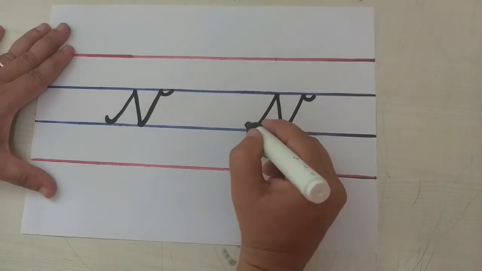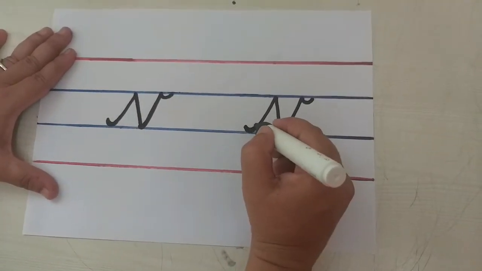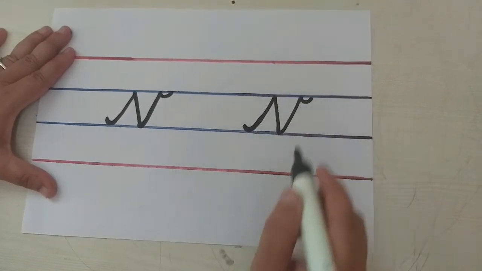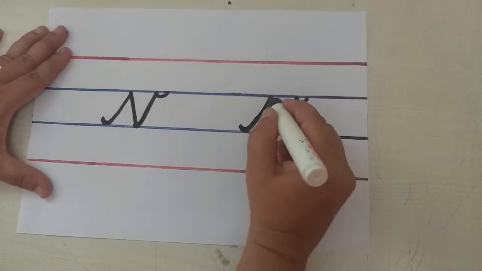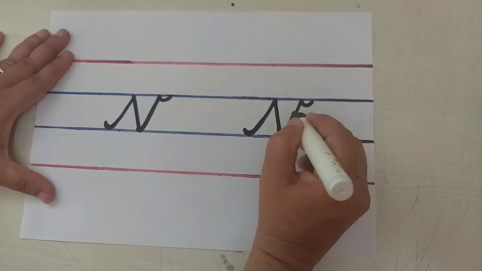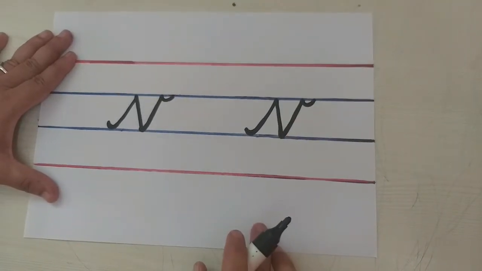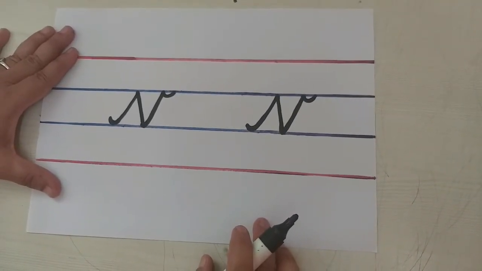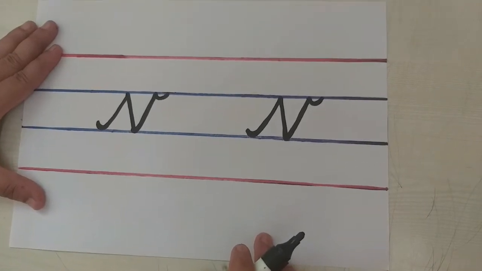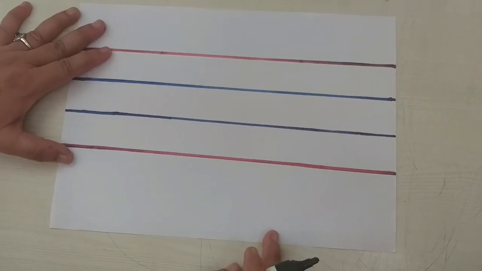Shall we write once again? Take a small curve. Go up to the second blue line. Slanting line, children. Come down to the third blue line. Again go up to the second blue line and make a small curve. This is small cursive V. V after which letter comes, children?